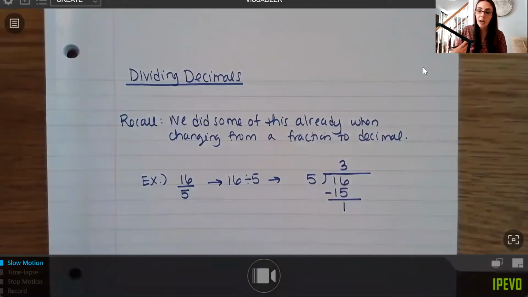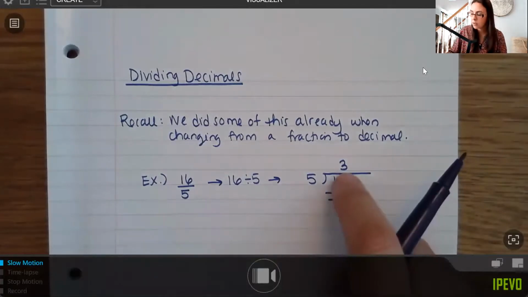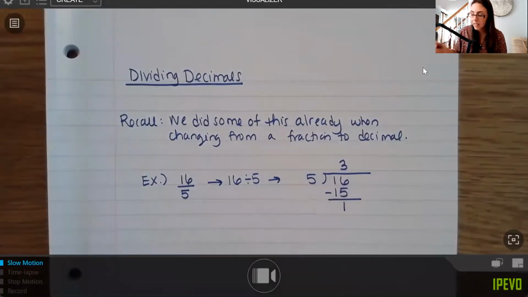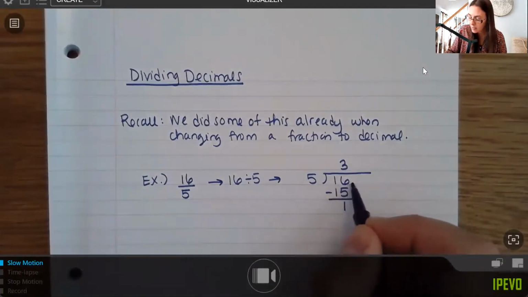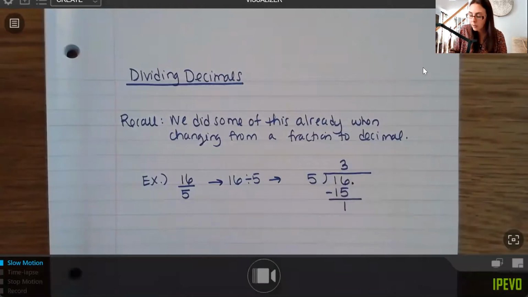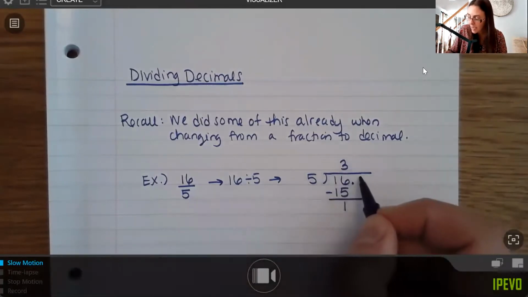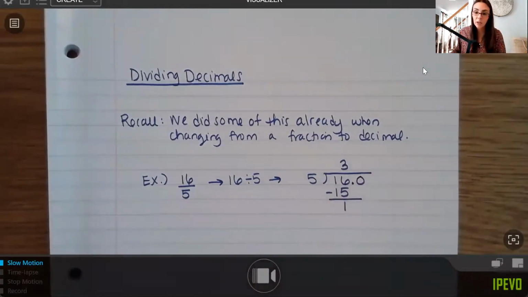So instead of using a fraction here and writing my answer as 3 1/5, I'm going to keep going and write it as the decimal. So what we did is we added our decimal place in here to the 16 after the whole number. Because remember, there is a decimal point. It's just we don't usually write it in. And then I can always attach as many zeros as I need to finish the problem.